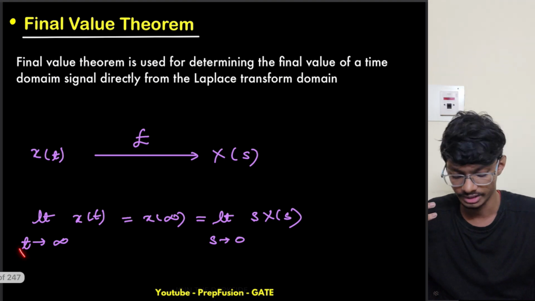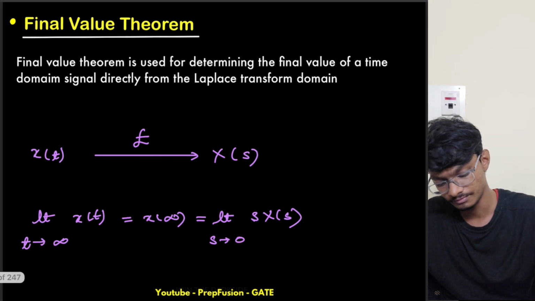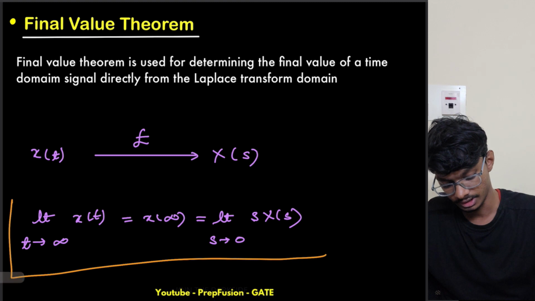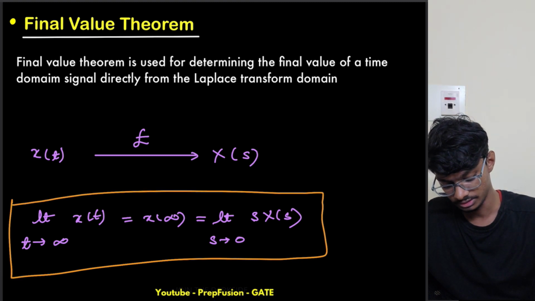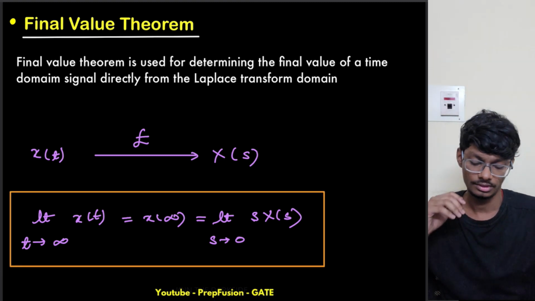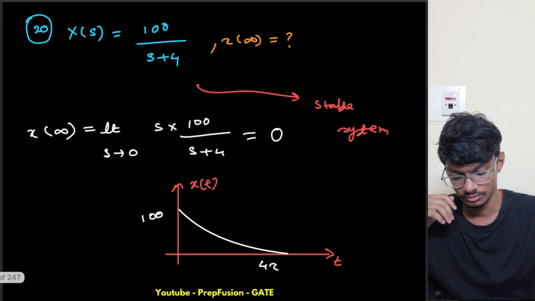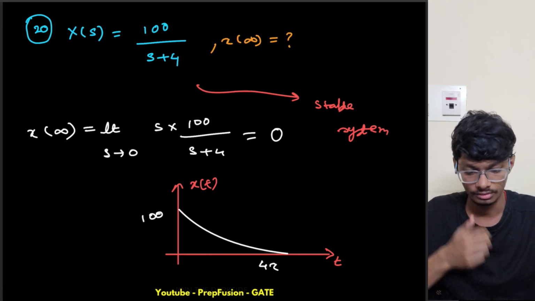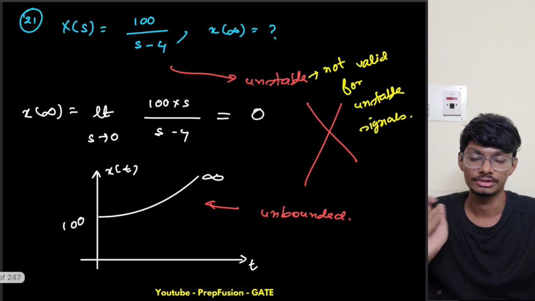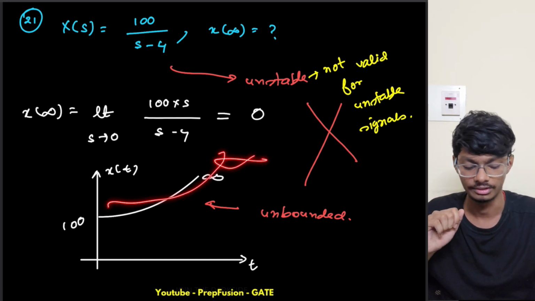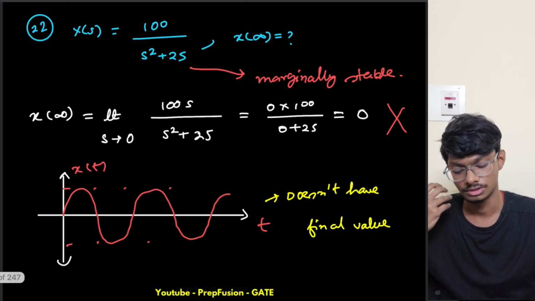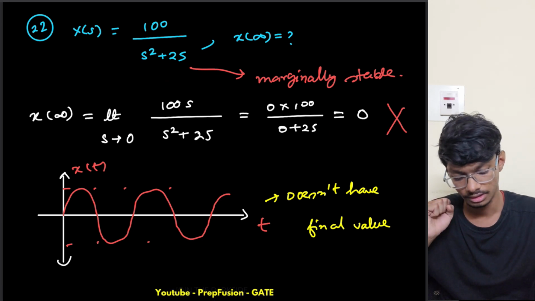Then we came to the final value theorem. I gave you the definition of final value, how to find the final value with the help of the Laplace domain, and we did a few questions. Here the system is unstable, so there is no final value, it is unbounded. So it is not zero. If it is marginally stable, again it is not zero.